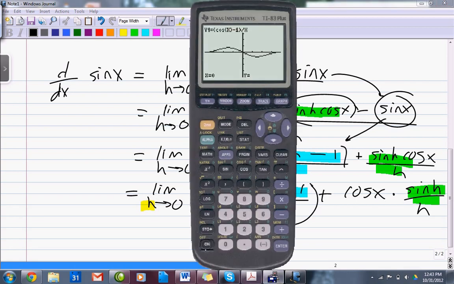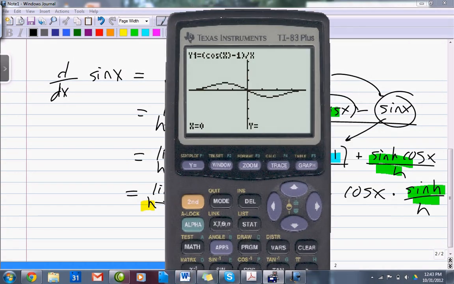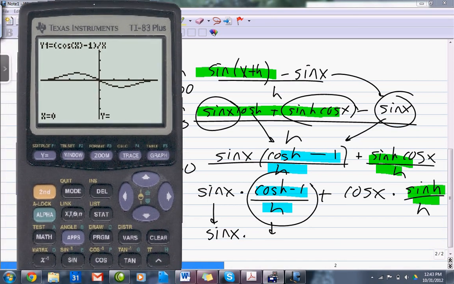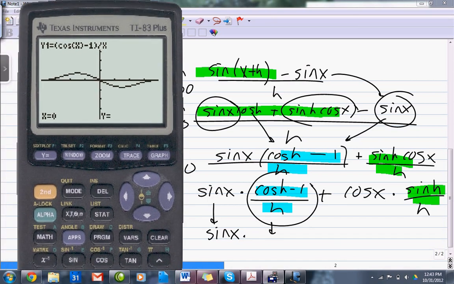Oh, what do you know? I've got it all graphed up, ready to go. So I'm going to take a little peek at the limit of cosine h minus 1, in this case cosine x minus 1, all over x, but as x goes to 0. So here's a graph, and I'm just going to take a peek from the left of 0. Looks like we're heading towards 0. Of course, at 0, it doesn't exist.